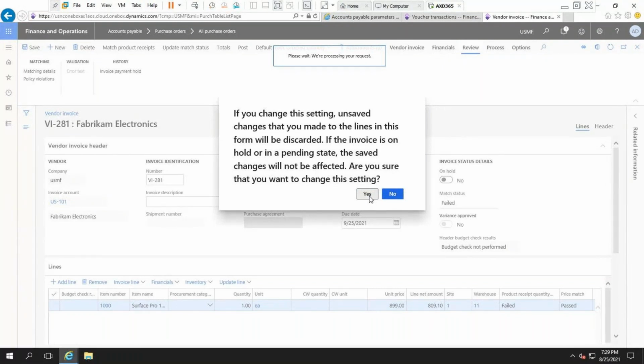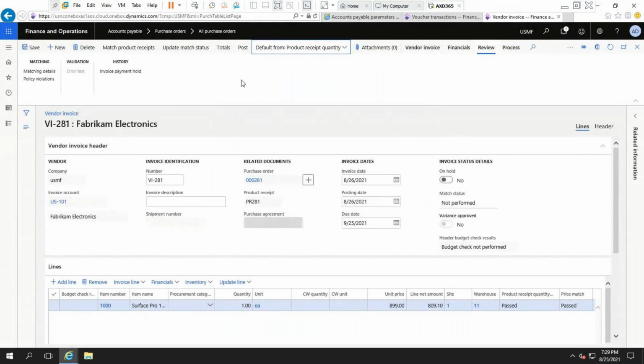This is three-way matching, two-way matching principles. I need to explain the matching principles to you. Now it shows not performed. Let me click on update match status. Then it should be passed.